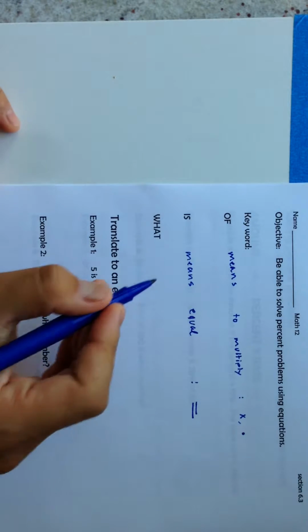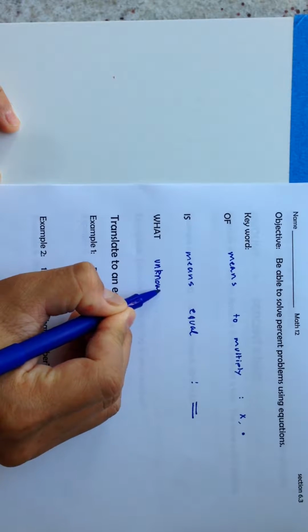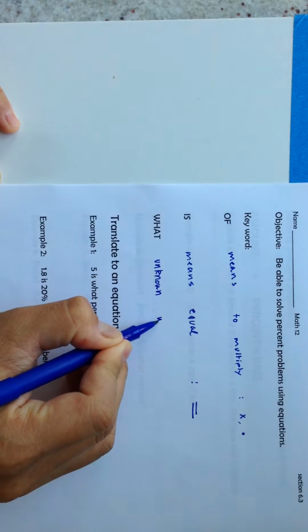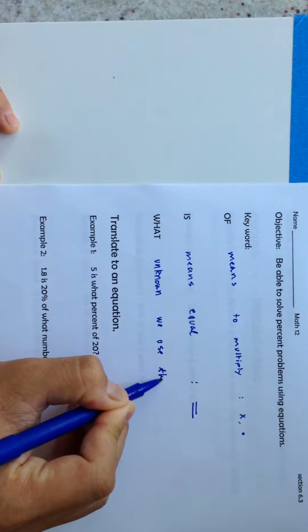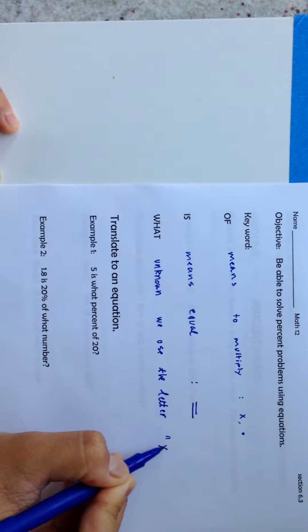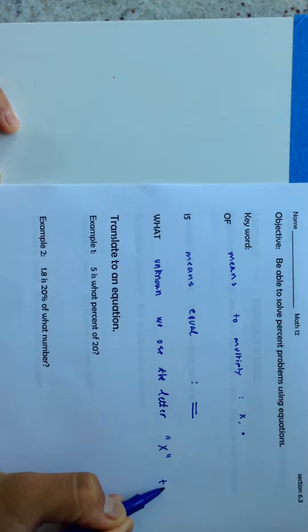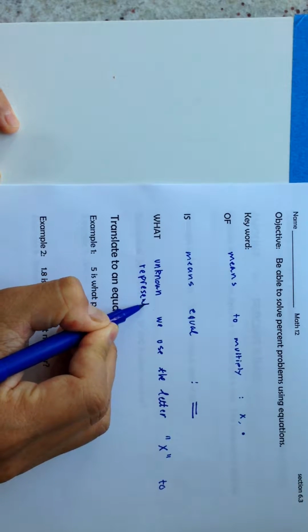And the word "what" is kind of like your unknown, the thing that you're trying to find out. So what is your unknown? We use the letter X to represent our unknown.